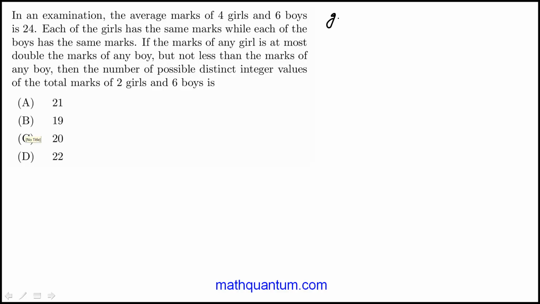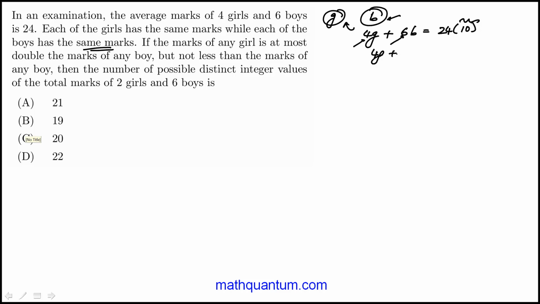So I'll use the letter G to represent the scores of each of these 4 girls, and B for each of the 6 boys, and they tell us that they have the same marks. So the first relationship would be that the sum of the total scores would be 4G plus 6B, and that would be equal to the average times the number of terms, which is 10. We have 10 boys and girls together.